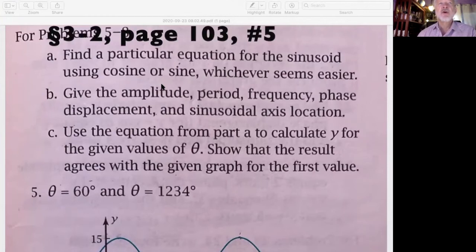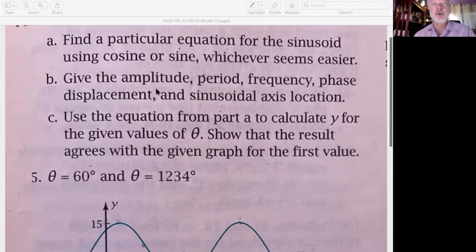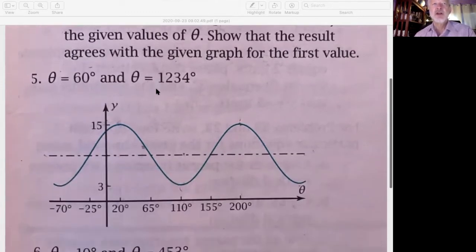According to the instructions, they want us to find an equation, then they want us to give the amplitude, period, frequency, phase, displacement, and sinusoidal axis location. I find that interesting because I would have to do B before I could do A. Let's start with B and see what happens.